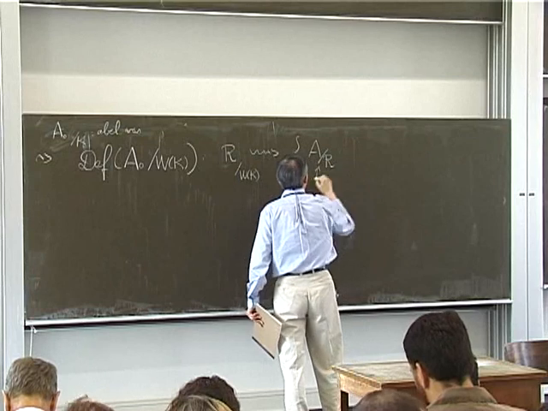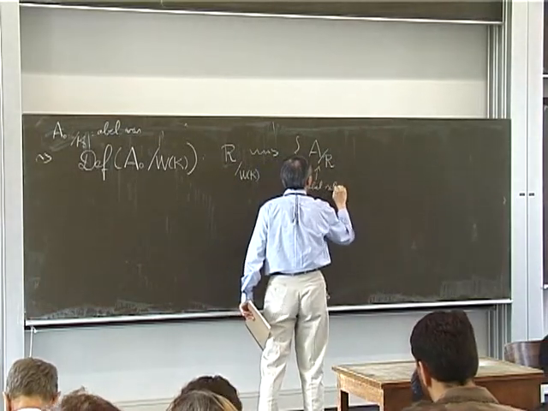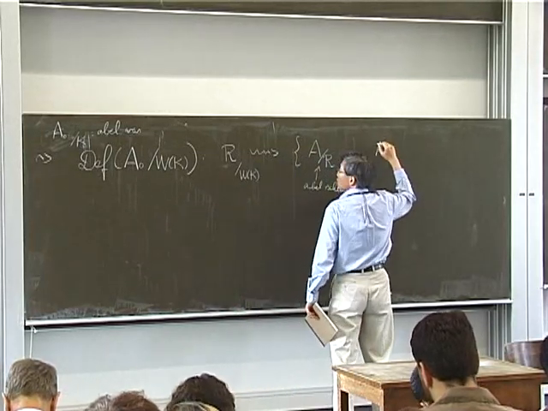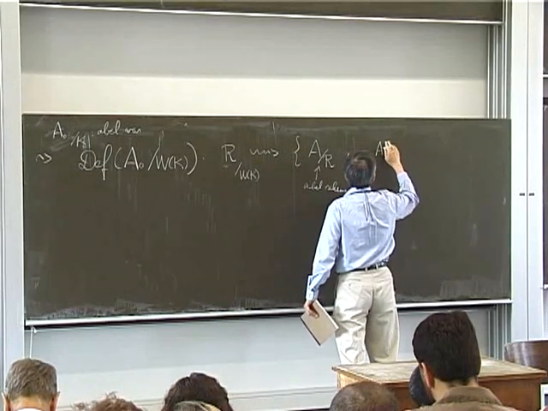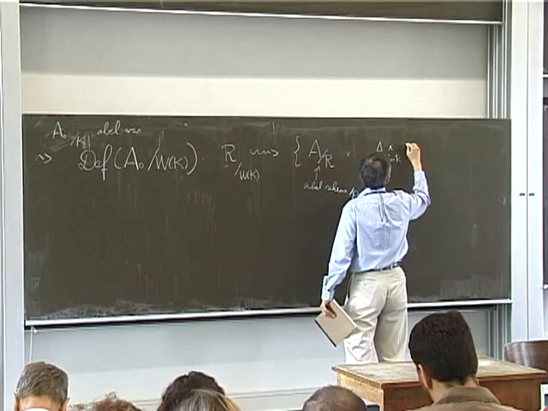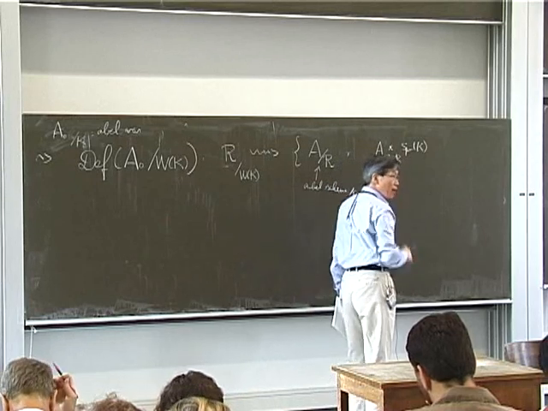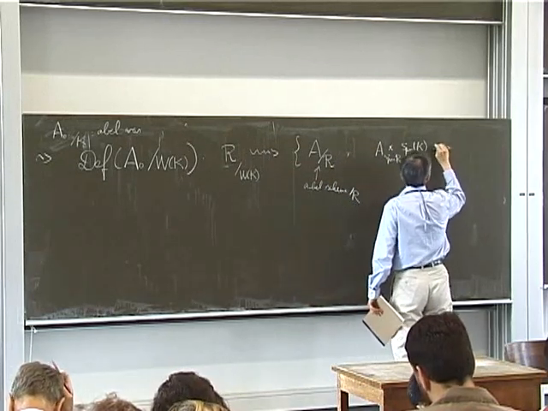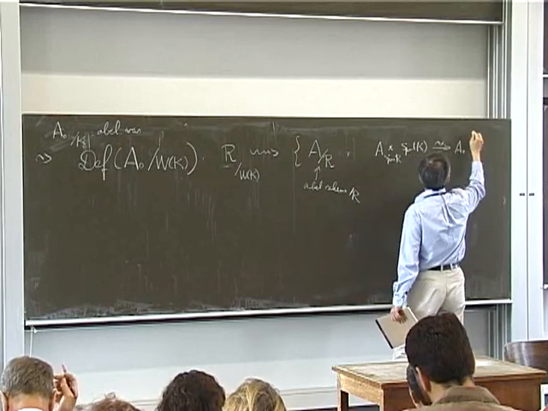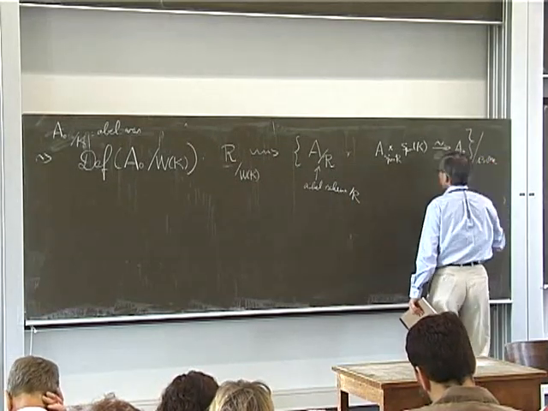It's the set of isomorphism classes of abelian schemes over R, plus an isomorphism from A tensored over the residue field. So this is the closed fiber of this abelian scheme. I want to fix an isomorphism of this with the given one, and then modulo isomorphism.